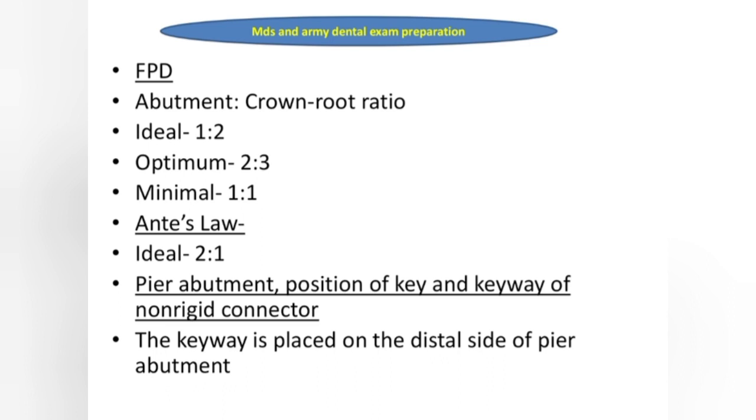Now this point is very important. The position of key and keyway of a non-rigid connector of a wire abutment: the keyway is placed on the distal side of the abutment. Keyway is the female part that will be placed on the distal side of the abutment. So the key or male part will be placed on the mesial side of the distal pontic.